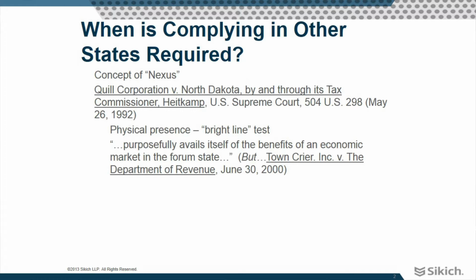Now, Quill had no physical presence in North Dakota. What it did, it sent a lot of catalogs into the state. The facts in this case predate the internet. But by sending the catalogs there, they had acquired millions of dollars worth of business, and the state reasoned that there was economic presence in the state. Again, the Supreme Court turned that down in favor of a physical presence bright line test.